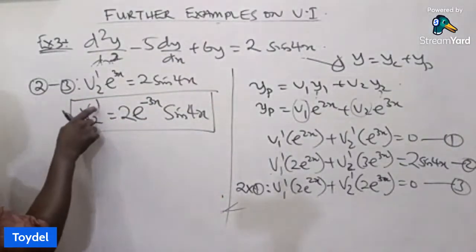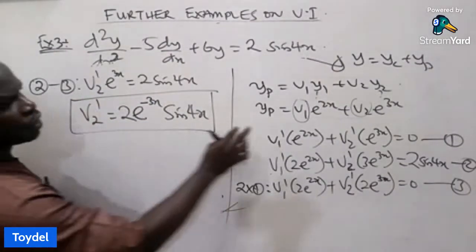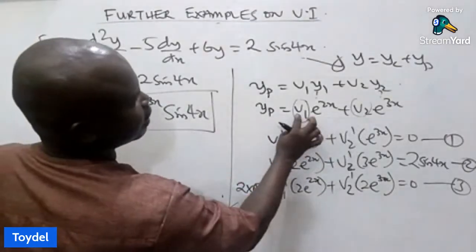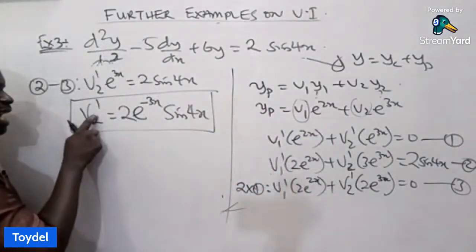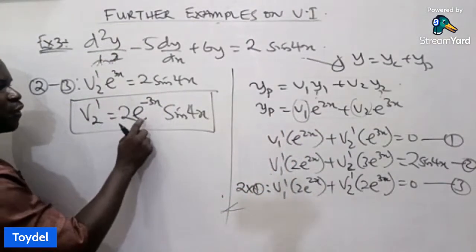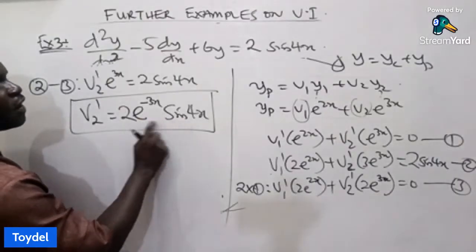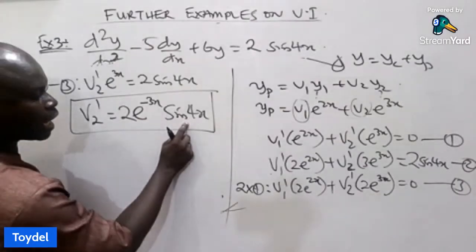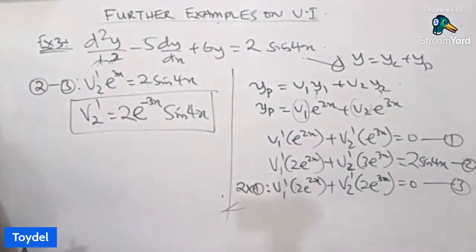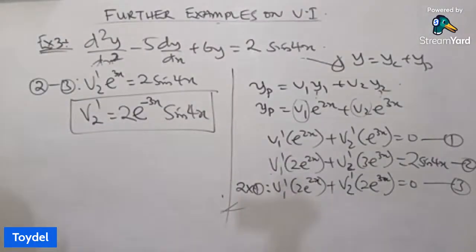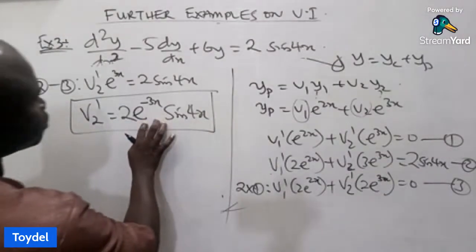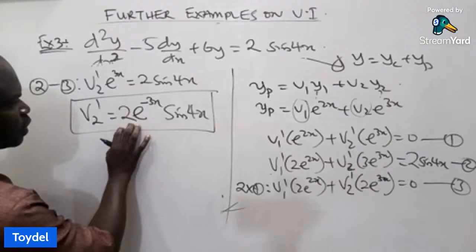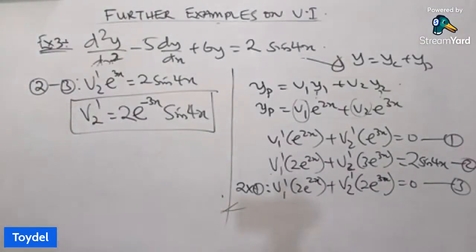Then how do we get the value of v2? We need the values of v2 and v1. We go ahead and integrate this. Of course, this is a combination of two different functions, an exponential function and a trigonometric function. So we are going to apply integration by parts to be able to integrate this. So since we know the value of v2 prime, we can go ahead and substitute.